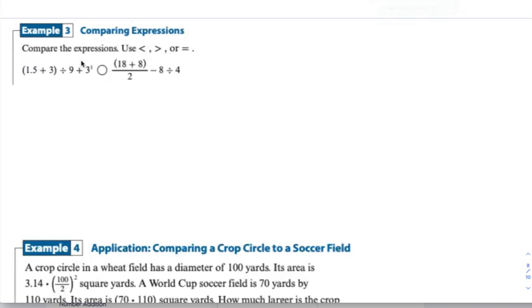In example 3, we're going to calculate a value, but we're also going to use less than, greater than, or equal to show the relationship between both of these expressions. So if I come on this side, I'm going to use my skills. 1.5 plus 3 needs to be done first because that's in parentheses. I get 4.5. And notice I'm just writing everything exactly as it is before.